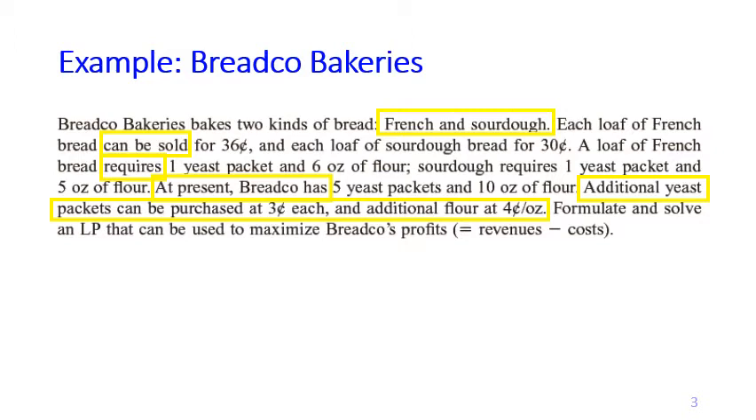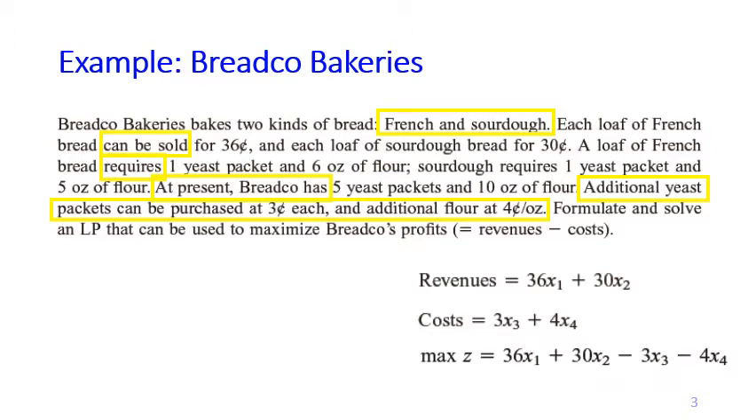So starting from the objective, we say that revenue, we get it from selling French bread and sourdough. So let's say 36x1 French bread and then 30x2 sourdough. And then the costs come from buying additional yeast packets and then additional flour. So additional yeast packets, we can say it is x3, additional ounces of flour is x4, such that this is our objective function, revenue minus cost.